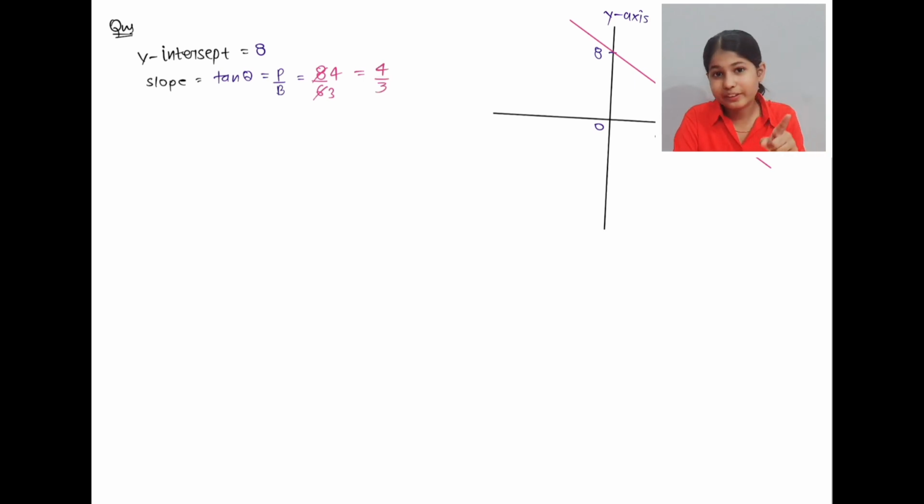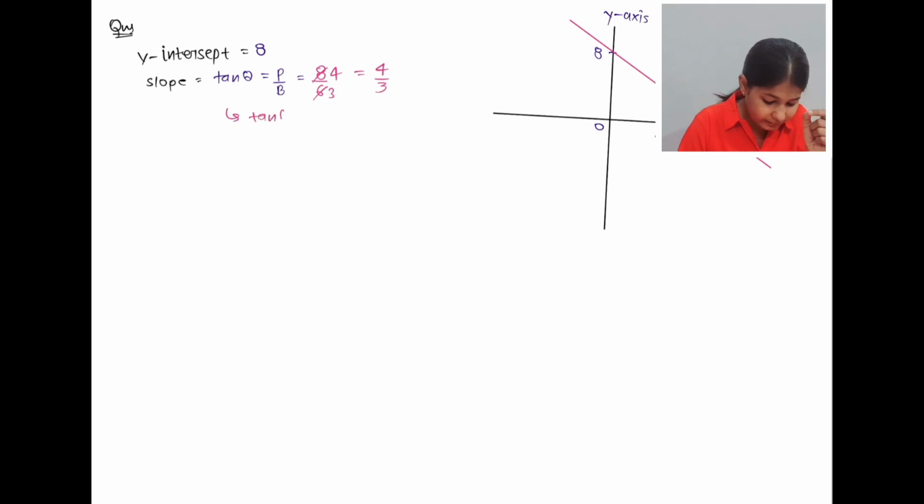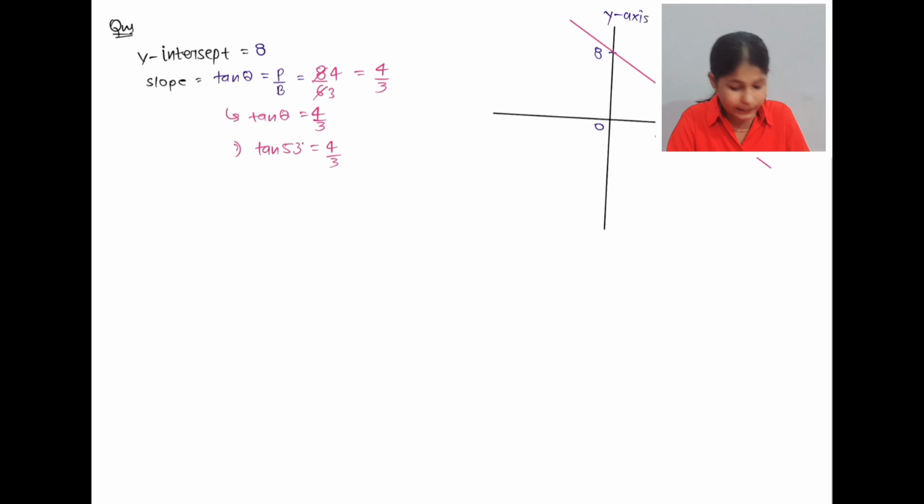So now can you tell me what is the value of theta when tan theta is equal to 4 by 3? Simply, you just have to think on it. Yes, you should think upon the special angles. Yes, what answer will you get? You will simply get the answer that your angle will be tan 53 degree.